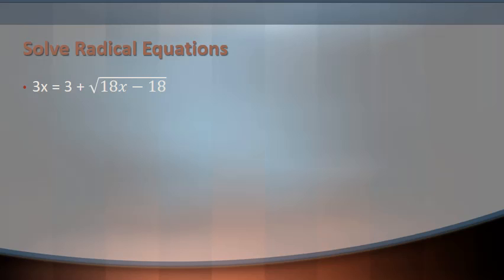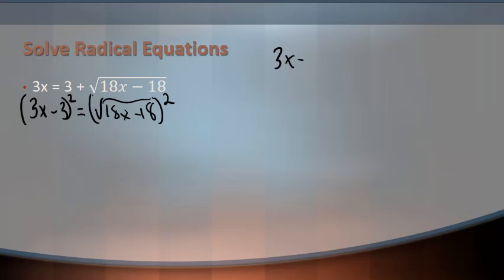Well, first we want to isolate the radical, and so in order to do that, we're going to subtract 3 from both sides, which is going to give us 3x minus 3 equals the square root of 18x minus 18. Now, we're going to square both sides of this equation. So we're going to square this 3x minus 3, and we're also going to square the square root of 18x minus 18. But in order to square the 3x minus 3, I'm going to have to FOIL that out. So over here, I'm going to do 3x minus 3 times 3x minus 3.